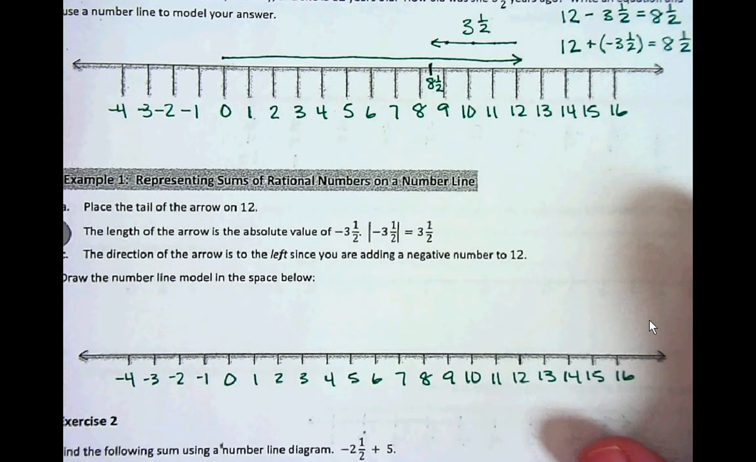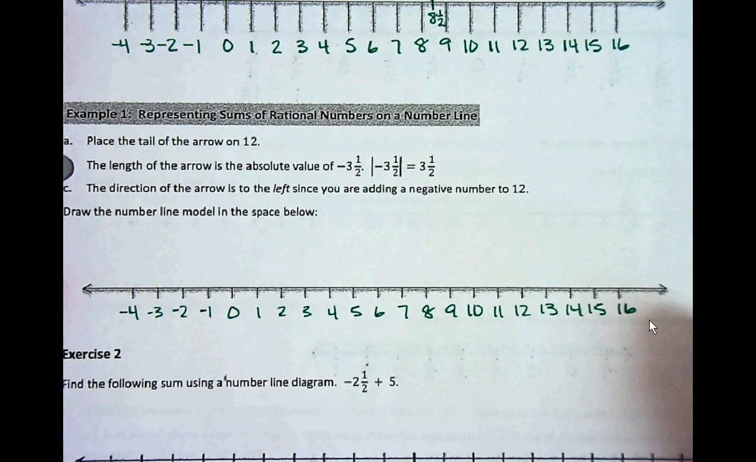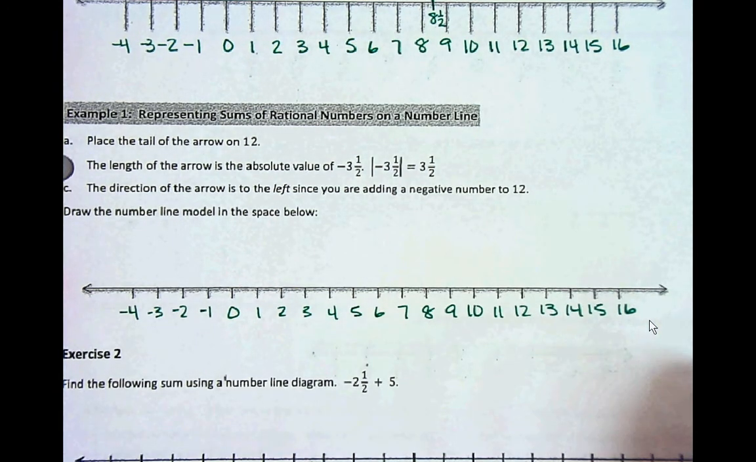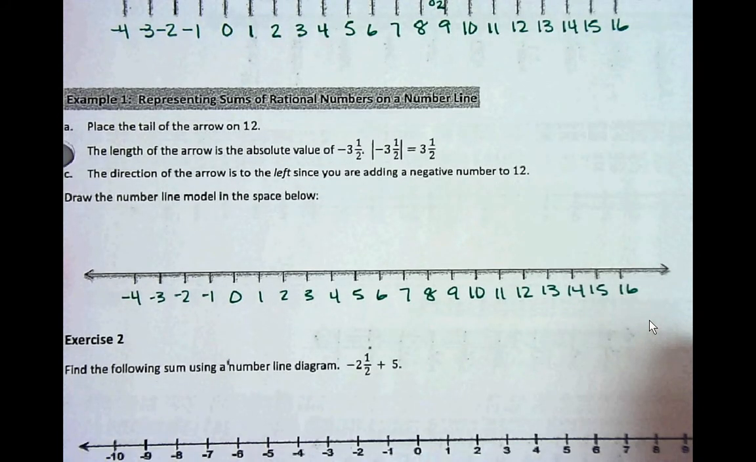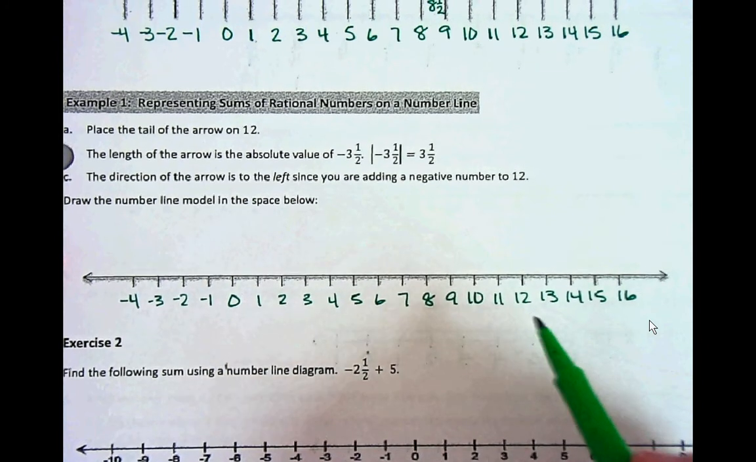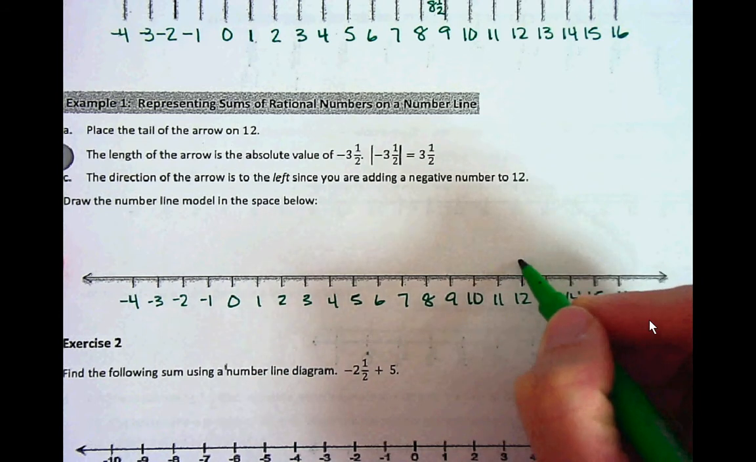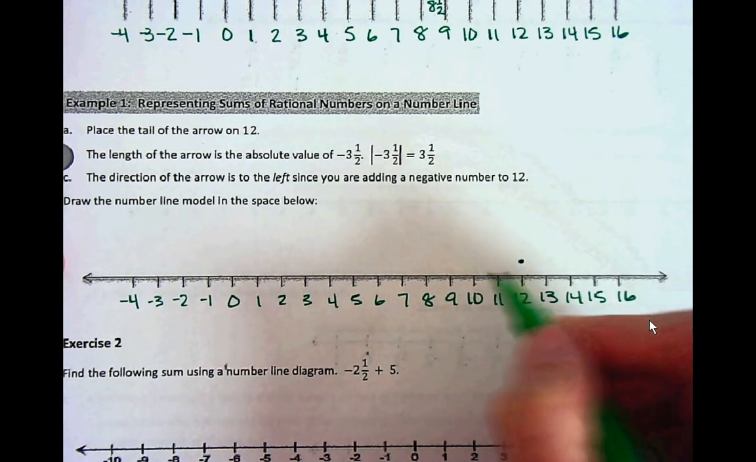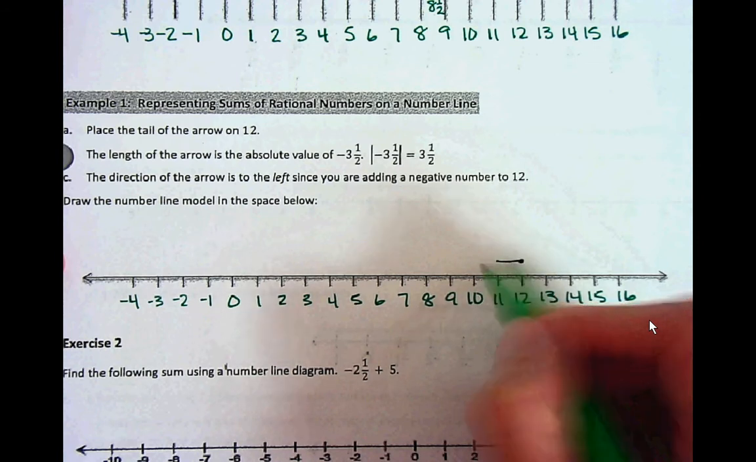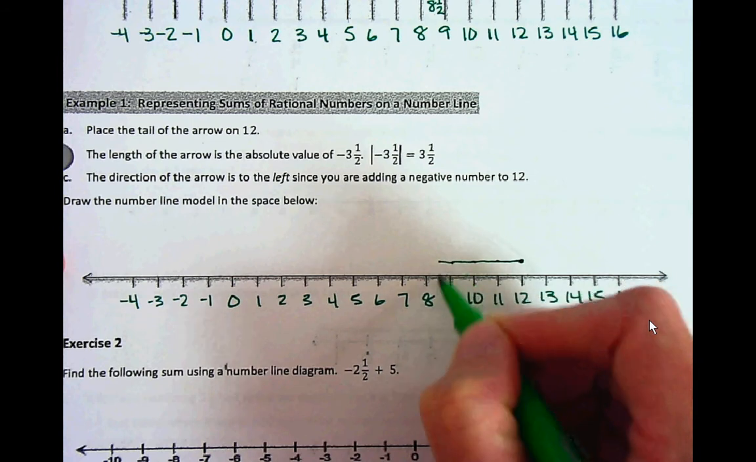All right, let's go down to the next example. And we're just going to walk through this. So basically, we're going to put the tail of the arrow on 12. So all we're doing is skipping the step about drawing the vector from 0 to 12. If we know that 12 is our beginning number, then we're just going to start with 12 and go back 3.5. So this would be 1, 2, 3, and then a half, which puts us right here.